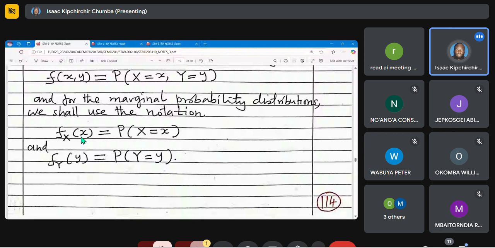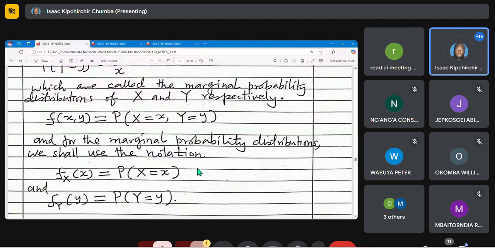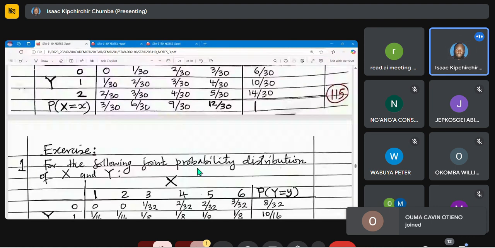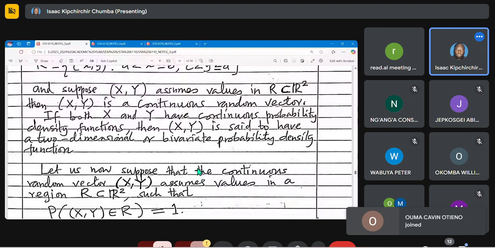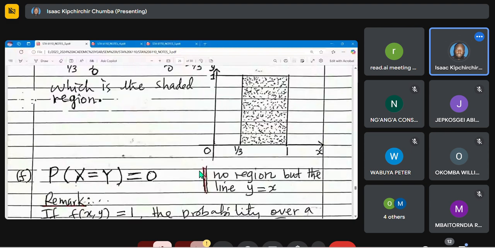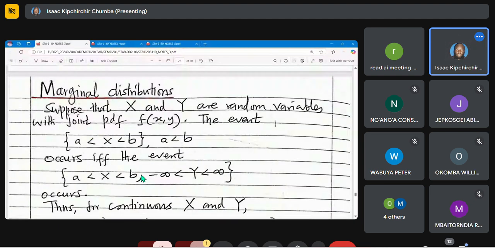Of course, the marginal of X is a function of x, and the marginal of Y is a function of y. Then, of course, the joint is a function of x and y. So today, that is what we are going to discuss. Basically, that was an example which we used. So on page 122 is where we are discussing the marginal distributions.